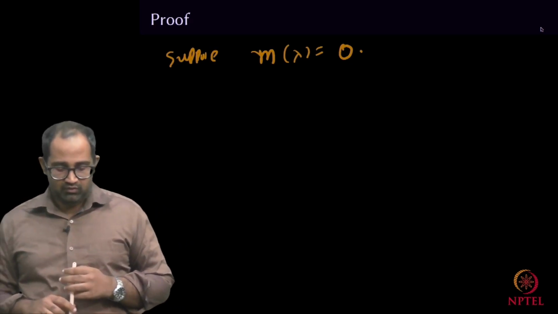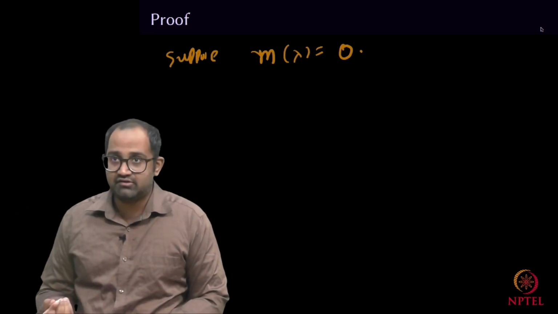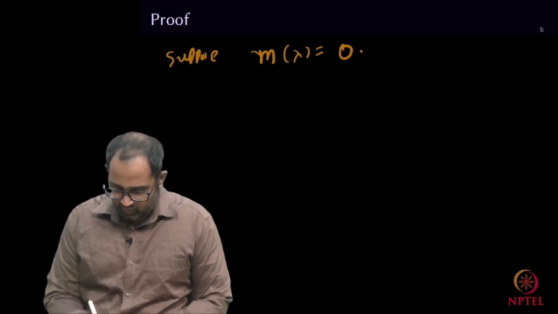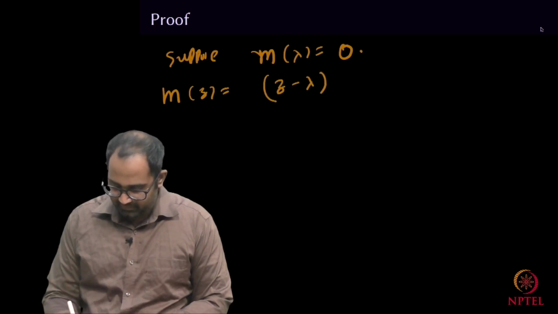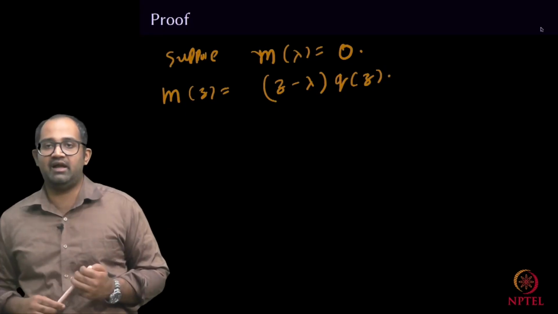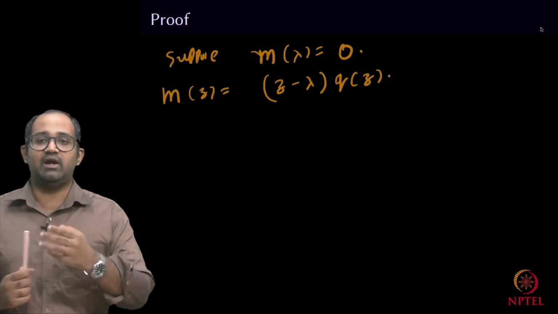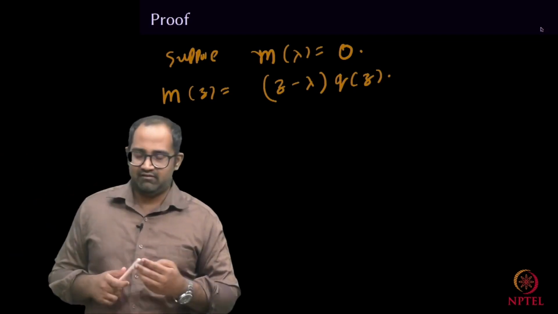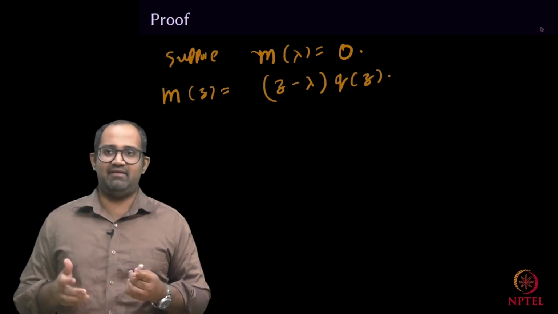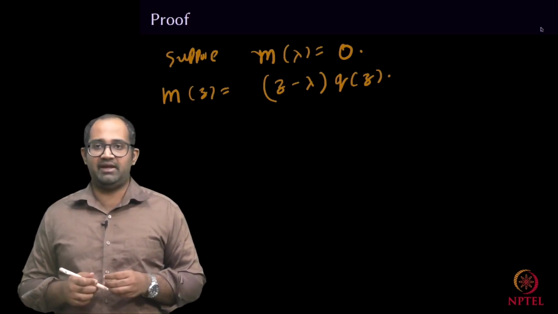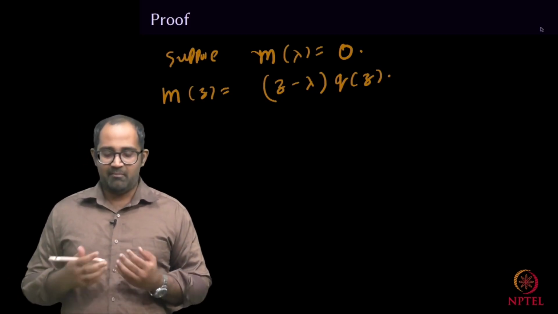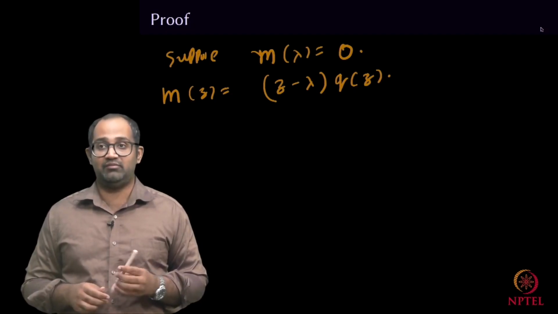Why is that so? Well, if lambda is a root, if m(λ) is 0, you can write m(z) as (z − λ) times some other polynomial q(z). This is just basic high school factorization. Whenever the polynomial has a root, you can take z − λ outside. I think we have even shown this in this course. Anyway, it's completely trivial. It's just an application of the division algorithm. So m(z) is (z − λ) times q(z).